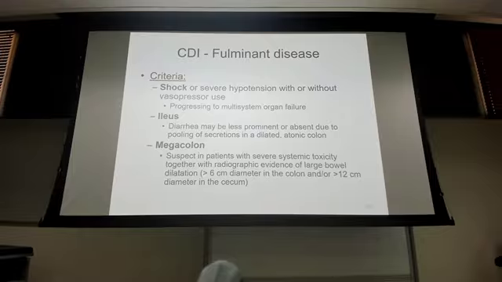Once we get fulminant, we've got some shock. Multi-system organ failure is right behind it. The diarrhea kind of stops because once we get the ileus, nothing's moving through the large bowel. Then it can lead down to megacolon, and that's severe toxicity. On radiographic findings, you'll see a large bowel dilated greater than 6 centimeters. That's an important number to know. Or greater than 12 centimeters in the cecum. So know those megacolon measurements.